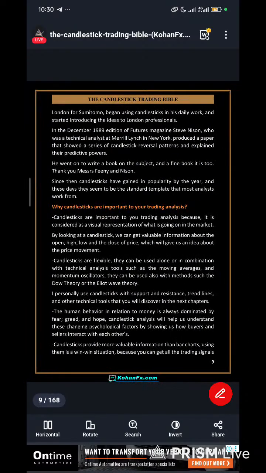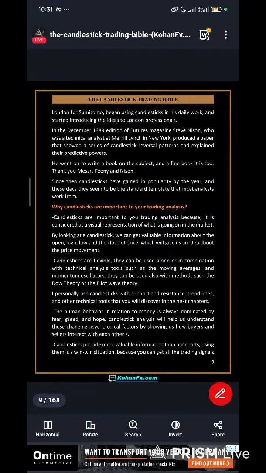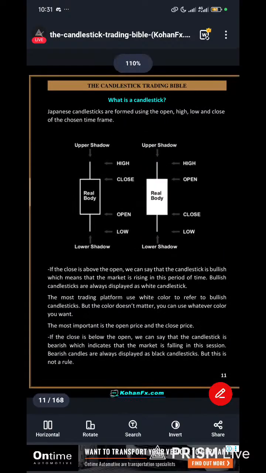Now, the history of candlesticks, you can read all this during your leisure time. Candlesticks have been around a lot longer than anything similar in the Western world. The Japanese were looking at charts as far back as the 17th century, whereas the earliest known chart in the US appeared in the late 19th century. Rice trading had been established in Japan in 1654. All these are history. Let's go to the main purpose of today.